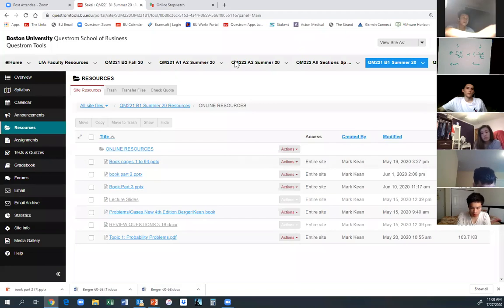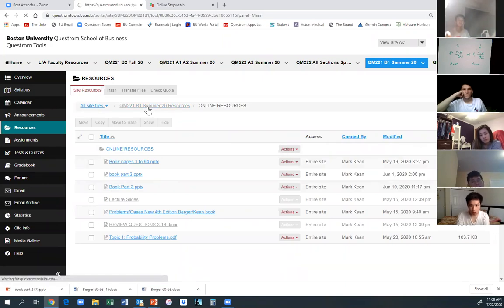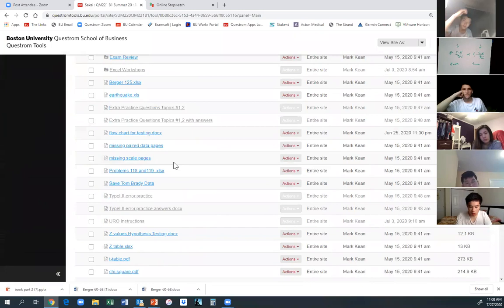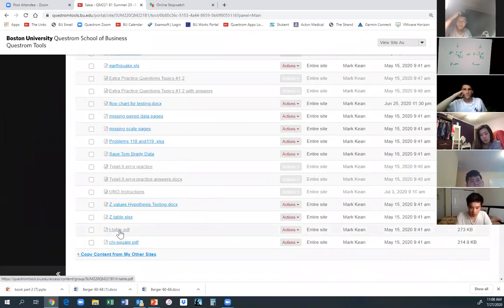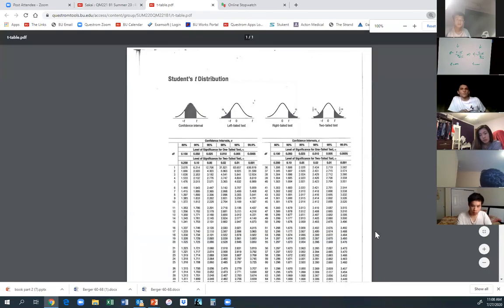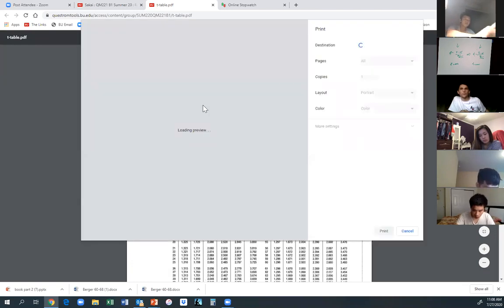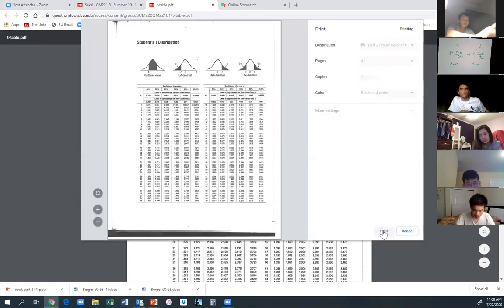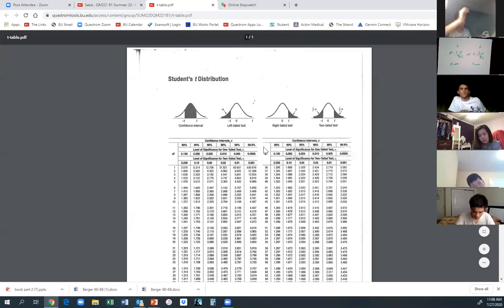Okay. So on our website, under resources, down at the bottom is this thing called a T-table. There is not one in your book. So this is the one you must use. So the T-table PDF. Okay. All right. So I'm going to quickly print this out for me because I didn't have this with me. All right. So this is a little unique.